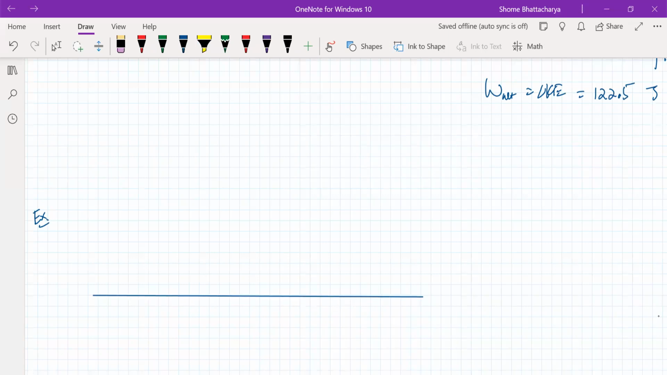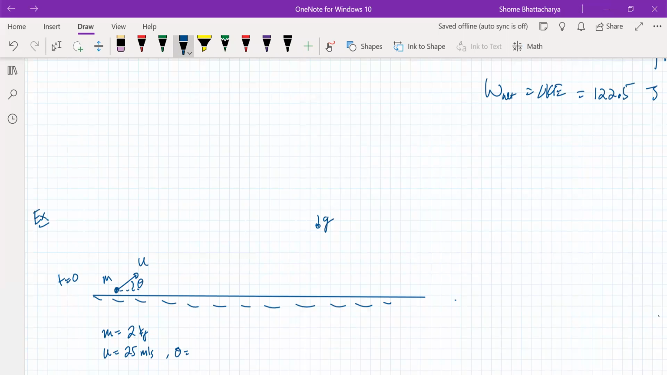So from the ground level, at time t equal to 0, suppose we are projecting an object of mass m at a velocity u like this at an angle theta. So the mass of the object this time is, let's say, 2 kgs. The initial speed is, let's say, 25 meters per second, and the angle is 37 degrees. g is 10 meters per second square.